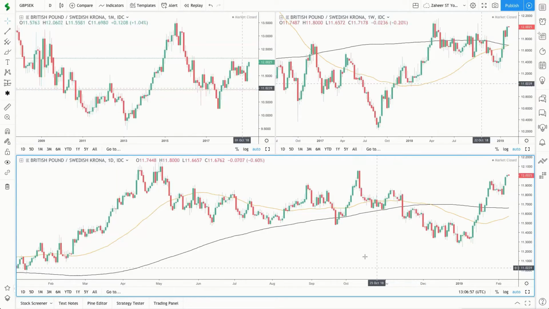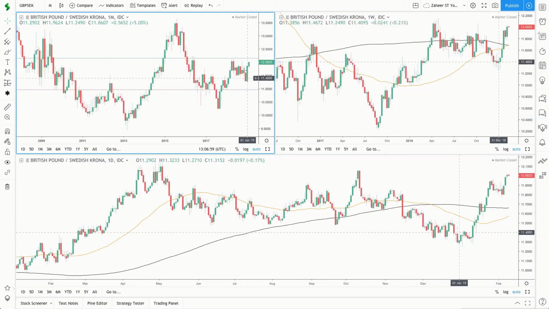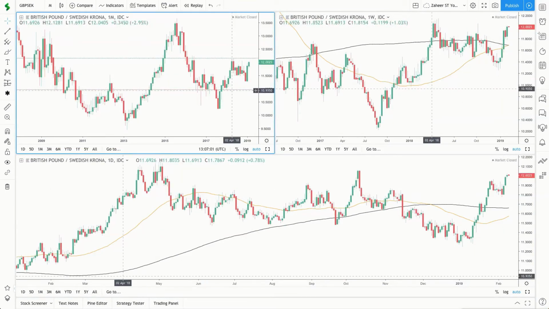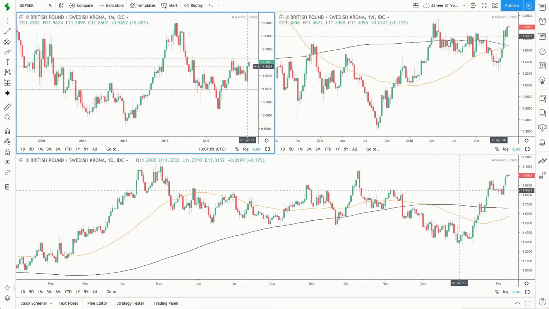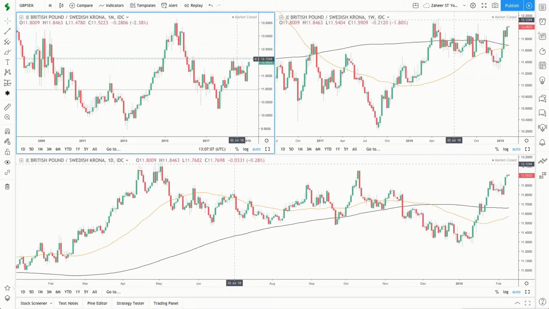The next chart we'll look at is the pound Swedish Krona. We can see prices also trading inside the annual levels of last year. We had a bullish January, and that momentum has continued through to February. If we get a break and a close above the high of 2018, then we could see further strength towards this next area of resistance.